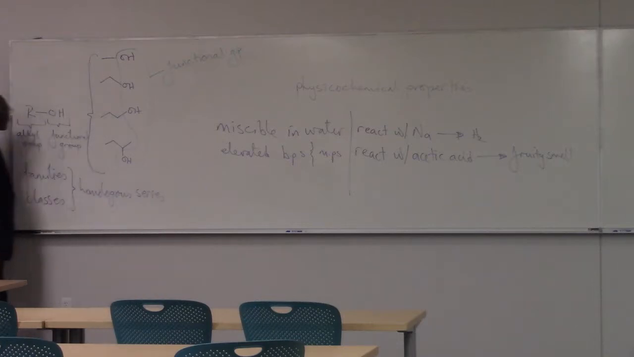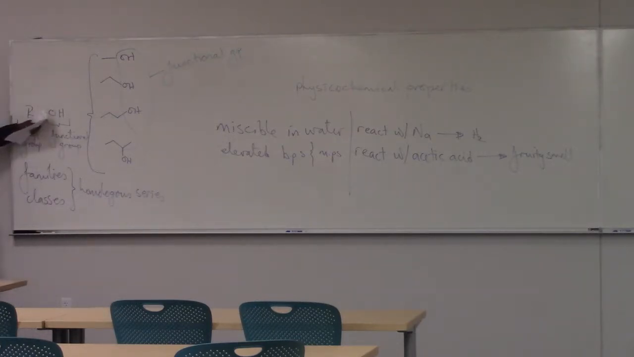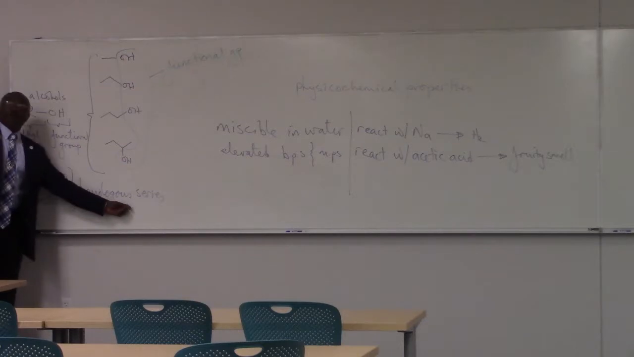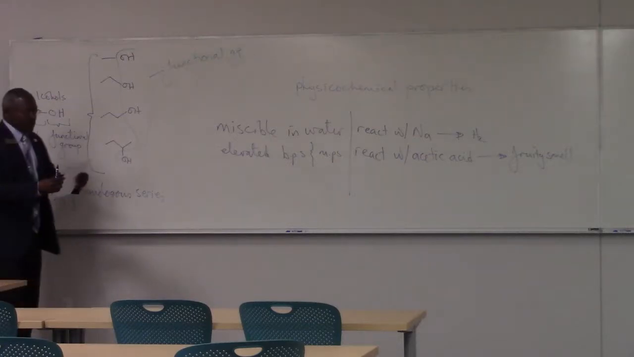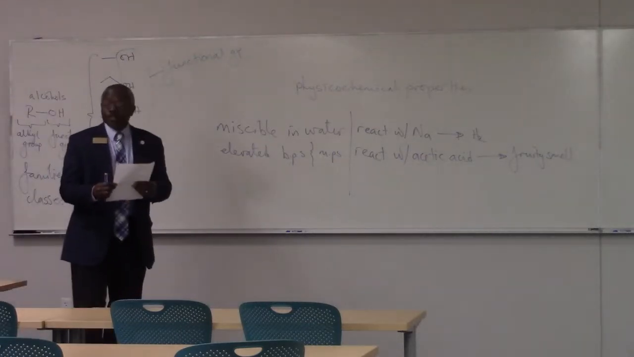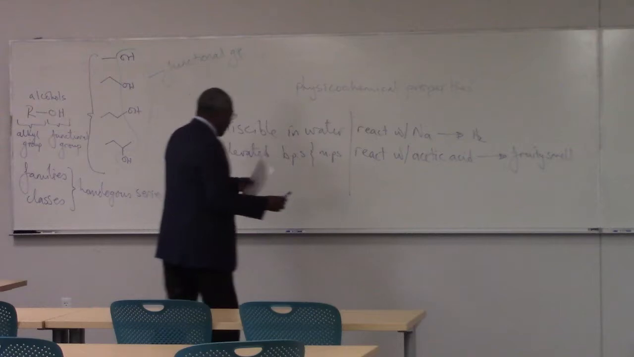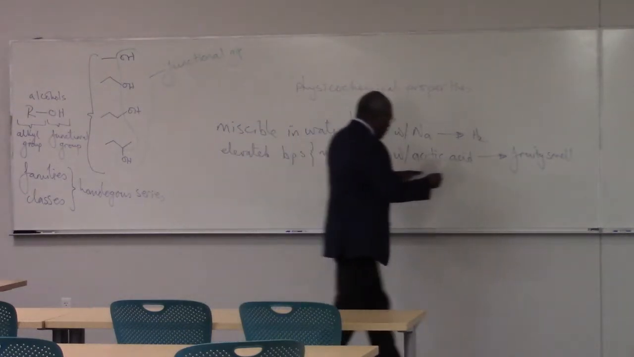So alcohols, these compounds of the general formula ROH, are called alcohols. So alcohols represent a family of compounds, or it's a class of organic compounds, or it is a homologous series of organic compounds. All right, so let's walk through the functional groups, and we'll build our way up from the bottom.